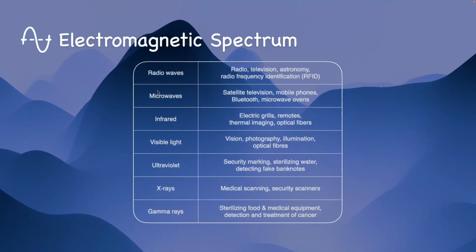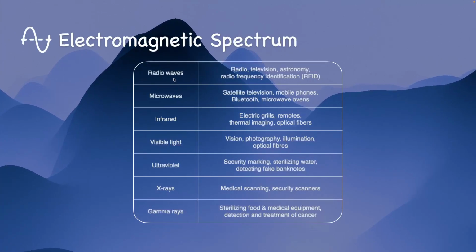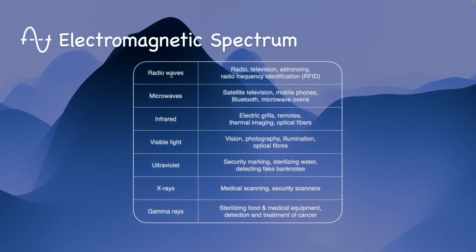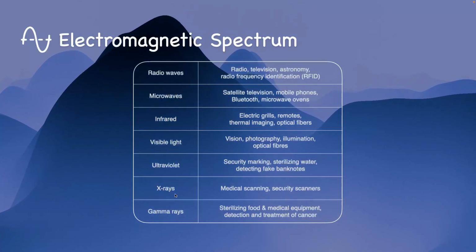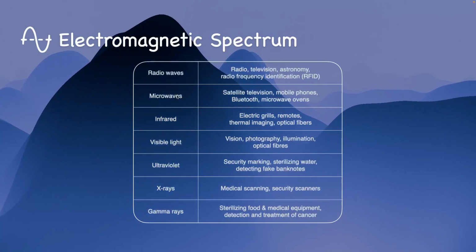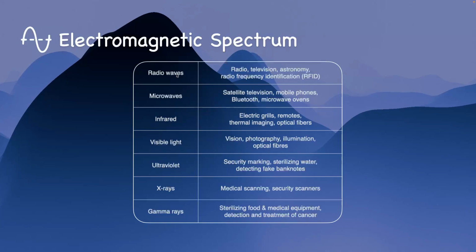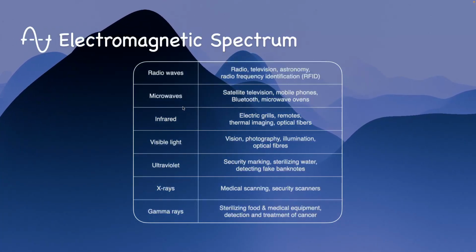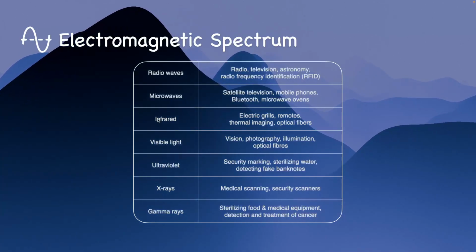Moving on, we have the electromagnetic spectrum. So we have these 7 types: radio waves, microwaves, infrared, visible light, ultraviolet, X-rays, and gamma rays. As you go down this table, the frequency of these waves will increase, but the wavelength of these waves will decrease. But the wave speed stays the same because you're looking at the speed of light.